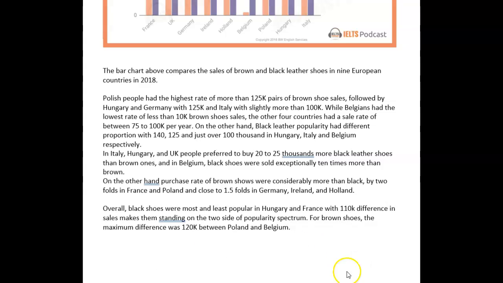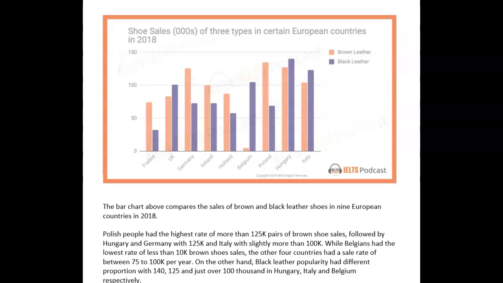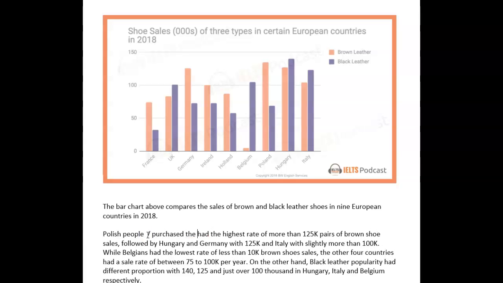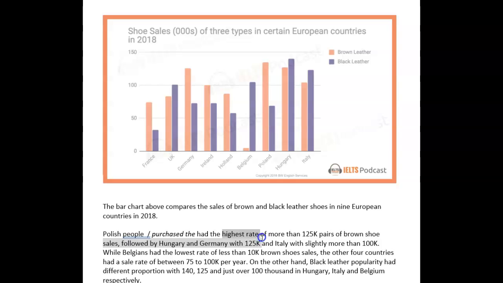But let's look at this task 1. So you said you don't feel so confident in this. Let me try and help you. So, bar chart compares the sales of brown and black leather shoes in 9 European countries. Okay, that's absolutely fine. Polish people had the highest rate of more than 120 shoe sales. Now, you can say Poland had the highest rate with this number of sales, but Polish people don't have a rate. So you could say Polish people purchased the highest number. It wouldn't be rate, you'd have to go the highest number.